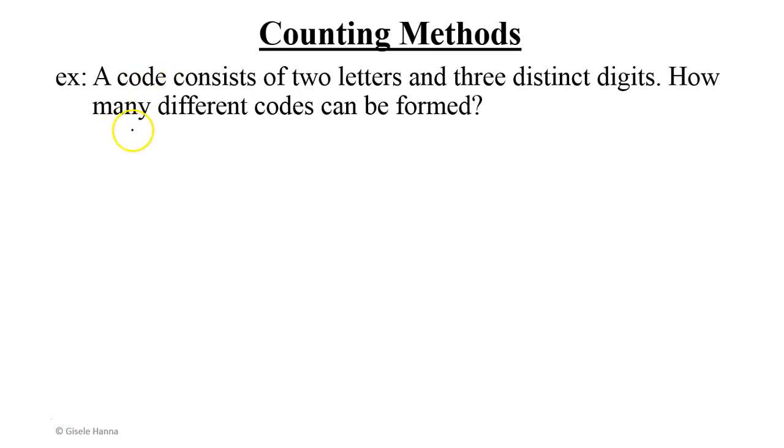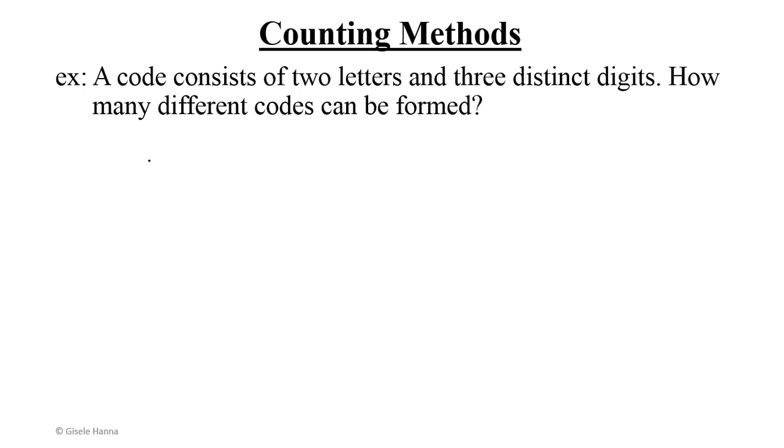So in this first example, we have a code that consists of 2 letters and 3 distinct digits. How many different codes could be formed? Now over here, since it involves codes, the order matters, because whenever you are inputting a certain code, a code of 120 would not be the same as 210. It would not open the lock.